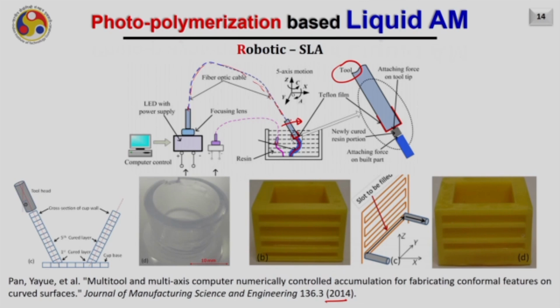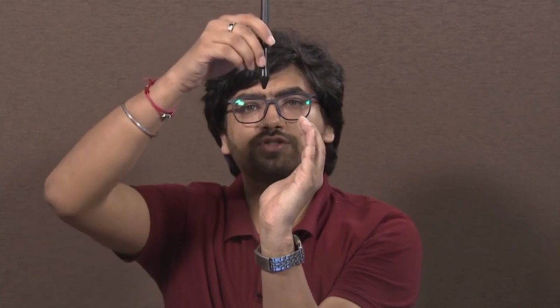Why is it required? Because consider this part to be produced by SLA. Let me create this part here outside. If you produce this part by SLA, the support mechanism will be required, of course, in this region and even in this region. This is because you are building the part in only plus Z direction. Now, if my tool is inside the liquid vat and I am able to tilt it appropriately, the support may not be required. It is something like this. You want to build this curved surface, and it is assumed that you have your robotic arm, on the tip of which the laser light is coming.